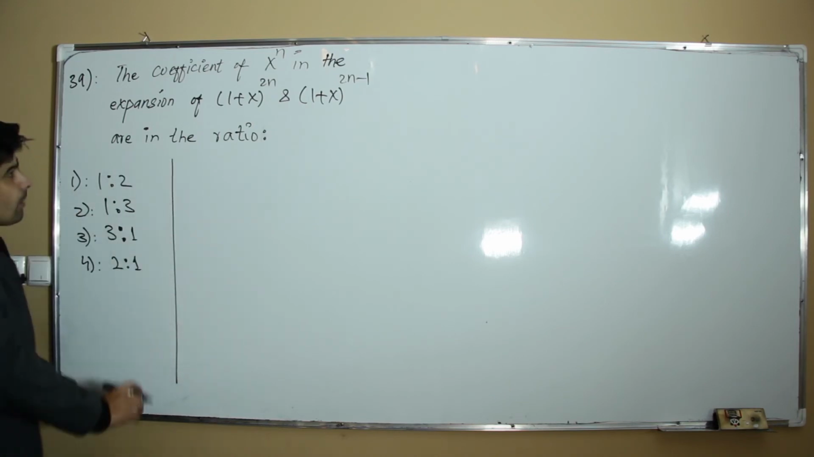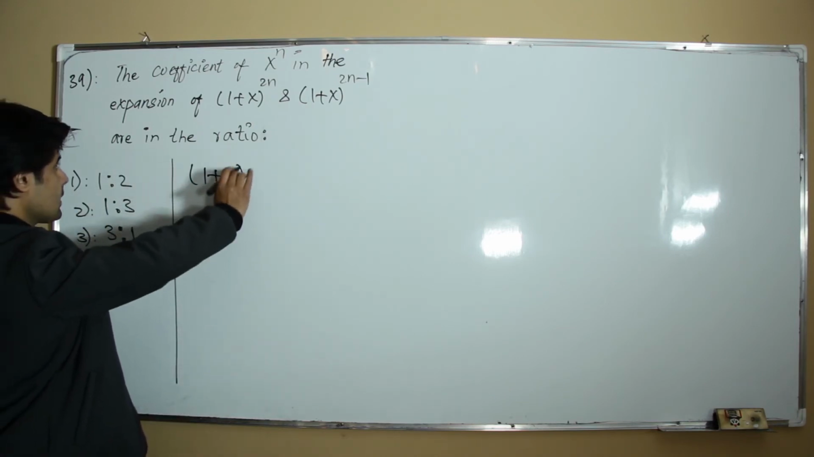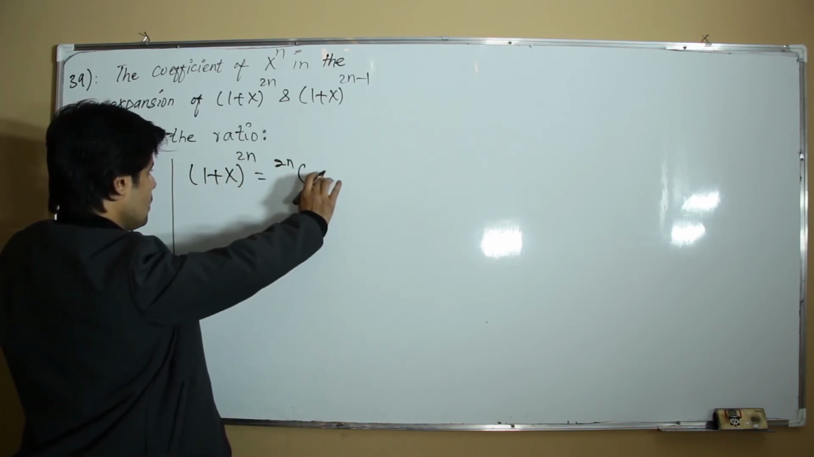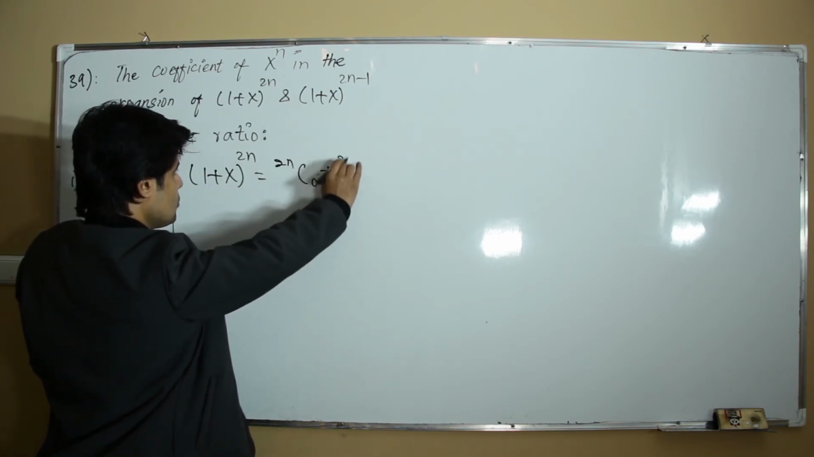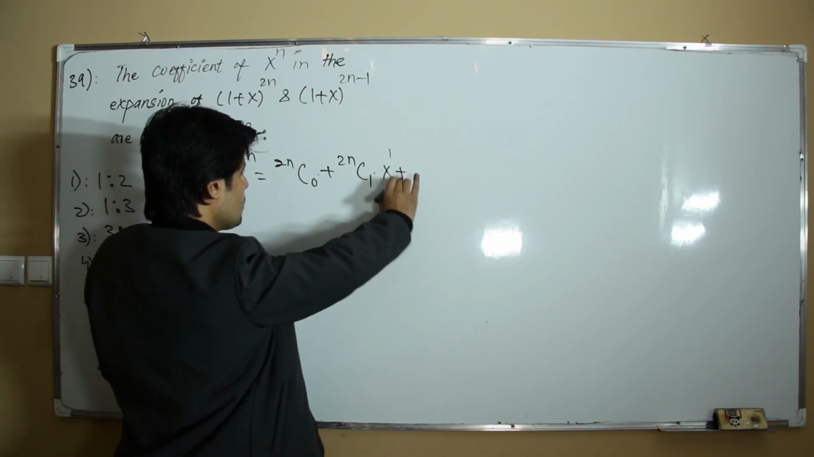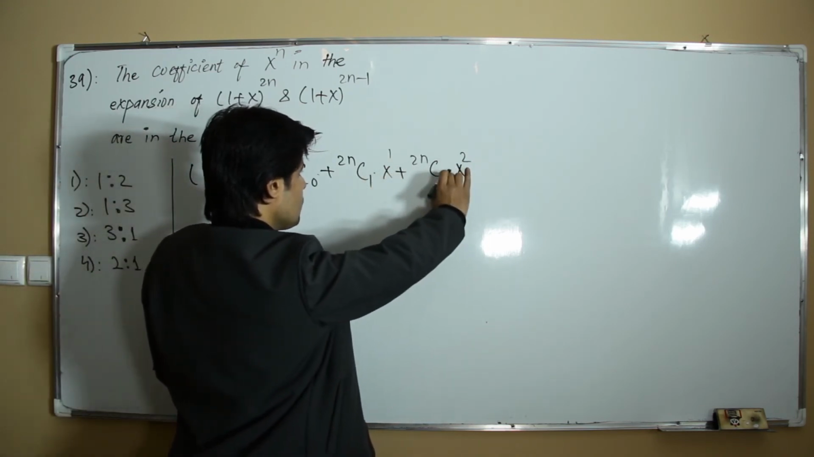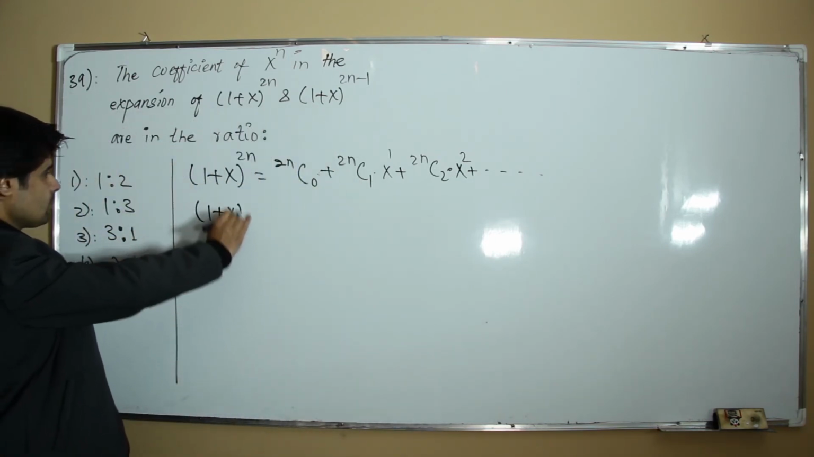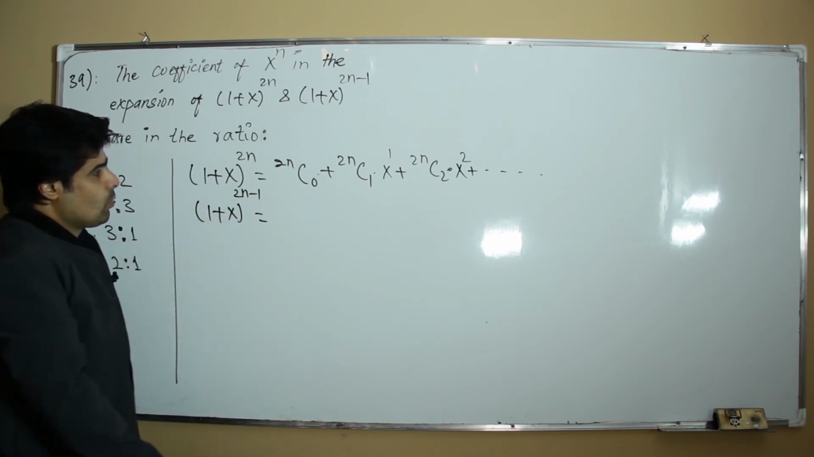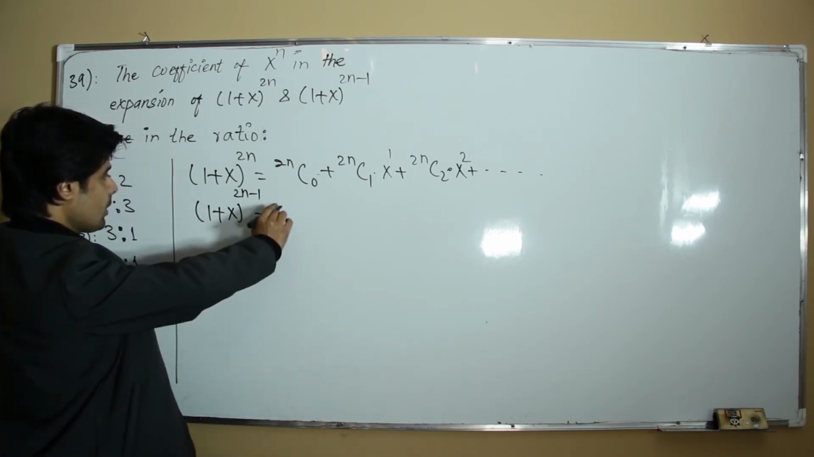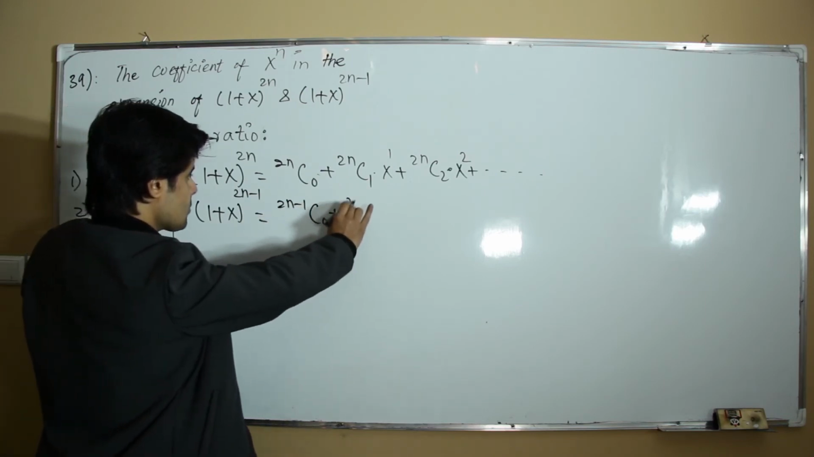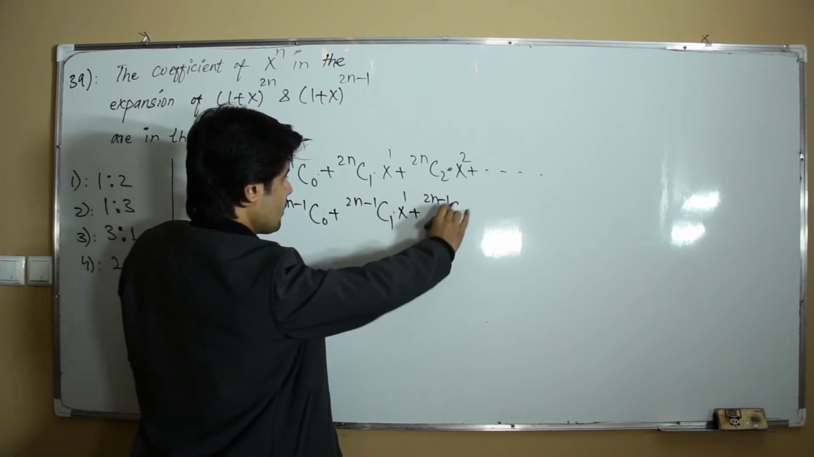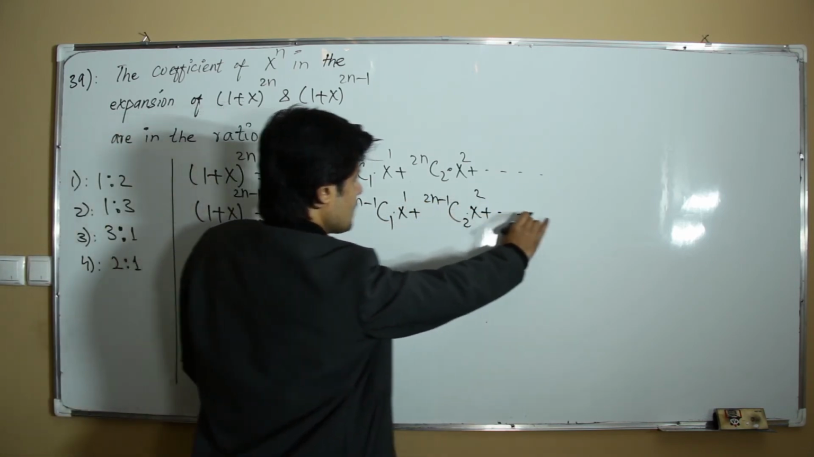How can you solve? If we want to talk about 1 plus x raised to the power 2n, what's the expansion? It is 2n c0, 1 to the power 2n, plus 2n c1 x to the power 1, 2n c2 x to the power 2, up to the n. And for 1 plus x raised to the power 2n minus 1, the expansion is 2n minus 1 c0 plus 2n minus 1 c1 x to the power 1, 2n minus 1 c2 x to the power 2 plus dot dot dot.